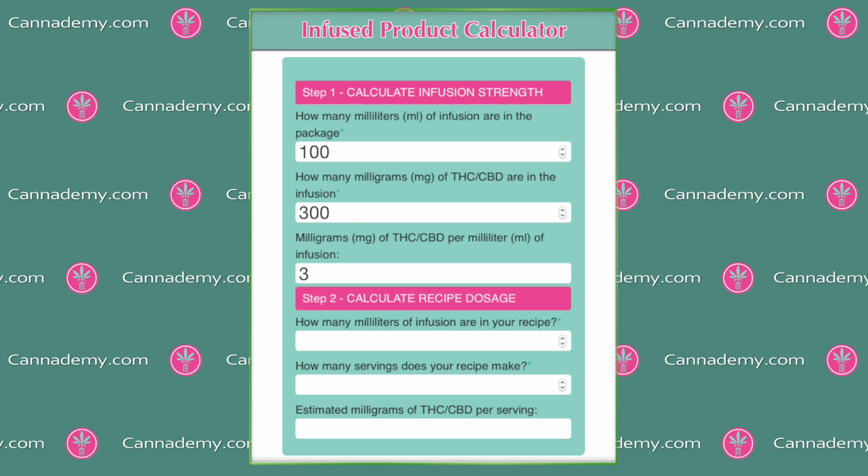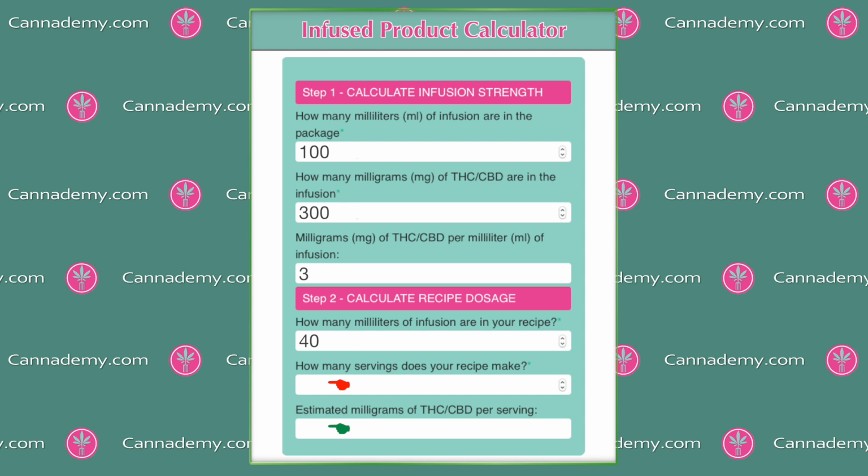In step 2, we calculate the dosage that's in each serving of your edibles or each application of your topical product. Enter how many milliliters of infusion are in your recipe or topicals formula. For our example, we're going to use 40 milliliters.